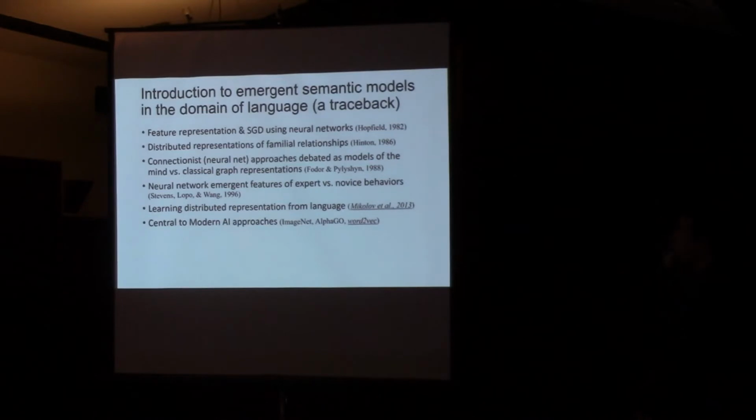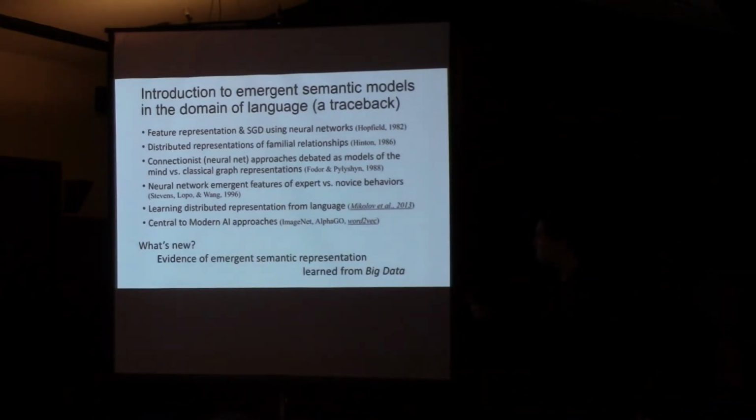So what's new? Well, what's new is evidence of emergent semantic representation learned from big data. The previous stuff here showed how these models could accommodate such representation, but now we're actually seeing it emerge because we have the data sets to observe it from, to learn these models from.